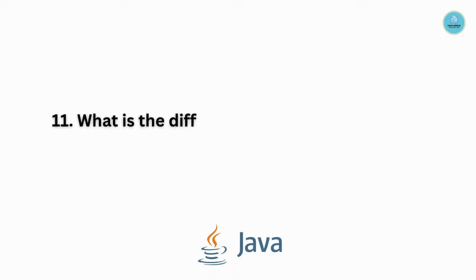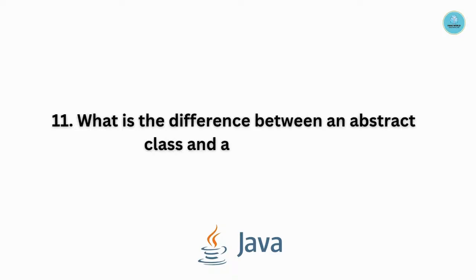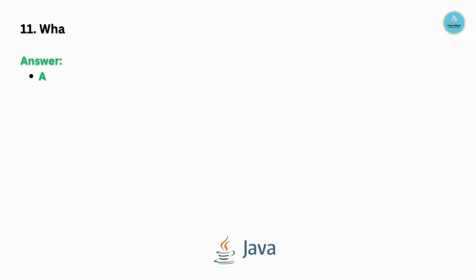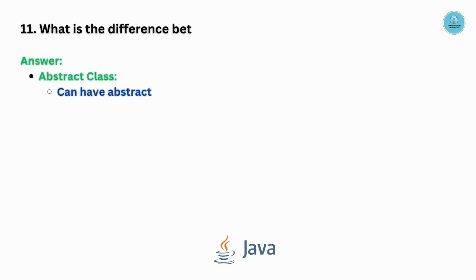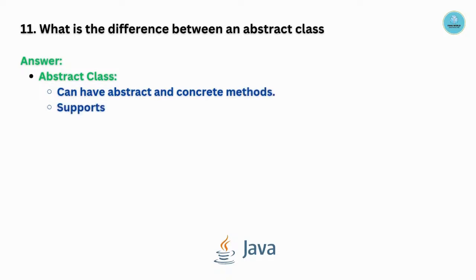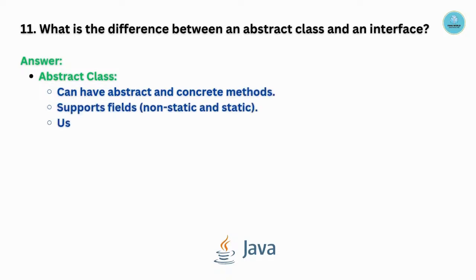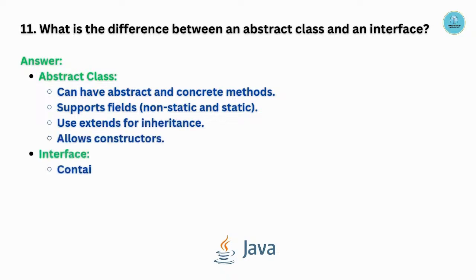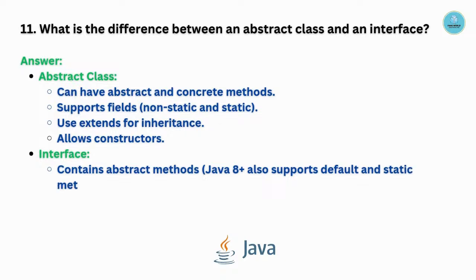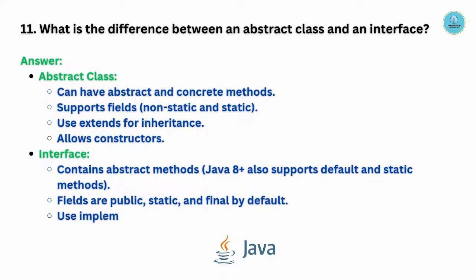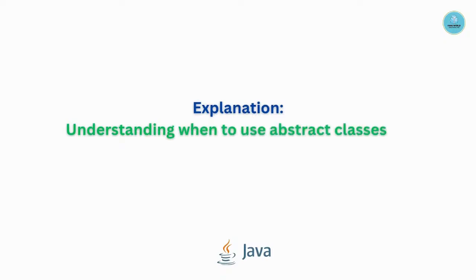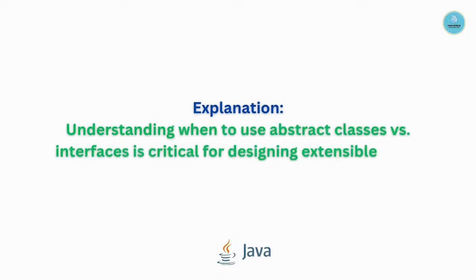Number 11. What is the difference between an abstract class and an interface? An abstract class can have abstract and concrete methods, supports fields, non-static and static, uses extends for inheritance, and allows constructors, whereas an interface contains abstract methods. Java 8 plus also supports default and static methods. Fields are public, static, and final by default, and it uses implements for inheritance. Understanding when to use abstract classes versus interfaces is critical for designing extensible code.